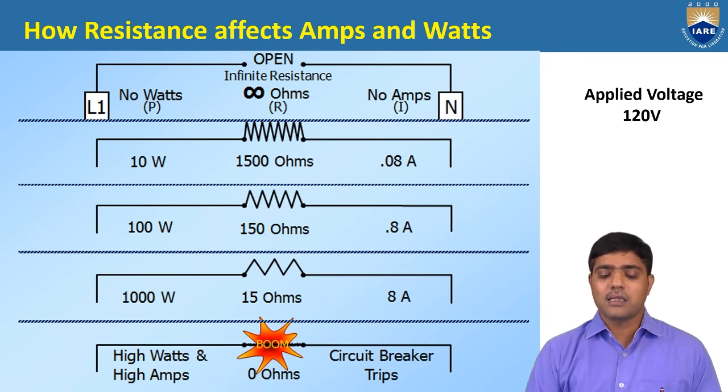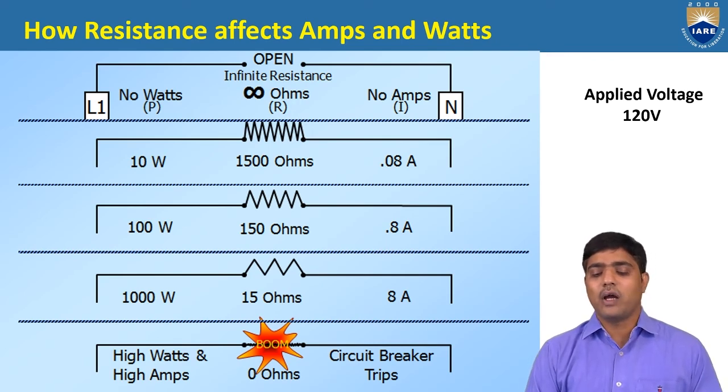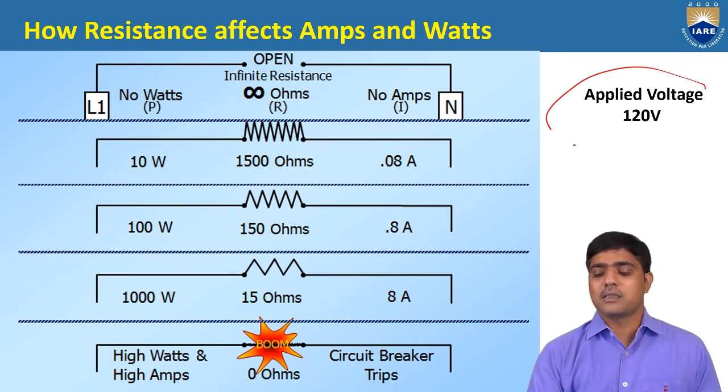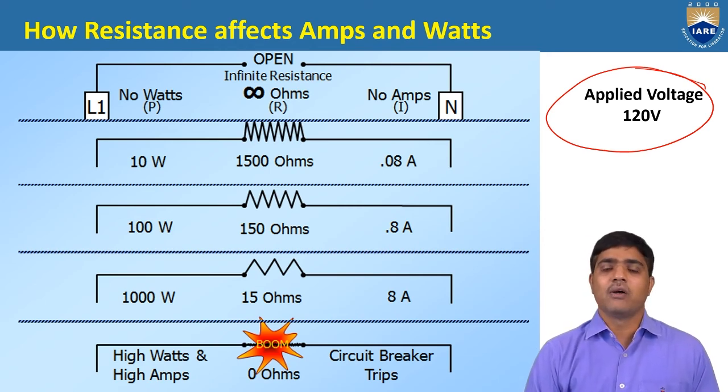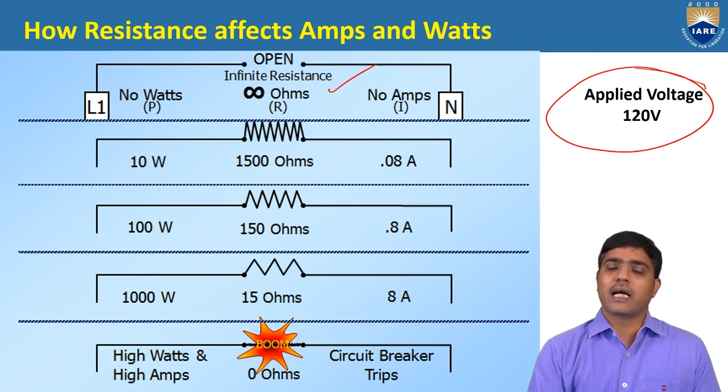And here you can see how the resistance is going to affect the current as well as the power, that is the watts. In all these cases, the applied voltage is 120 volts. If you apply 120 volts across an infinite resistance, what is the power and what is the current? As it is an open circuit, the current is 0. And if the current is 0, P equal to VI, so the power is also going to be 0.